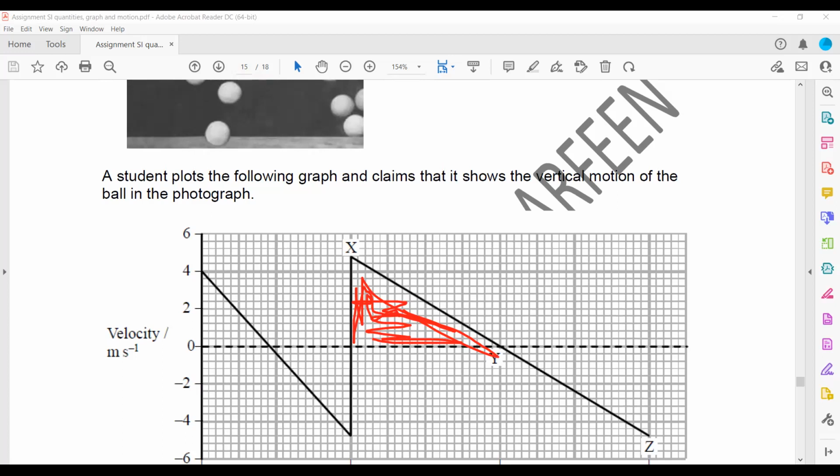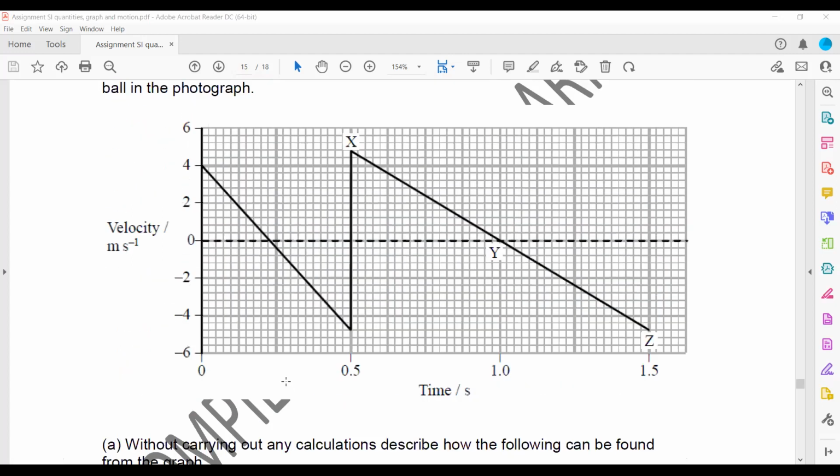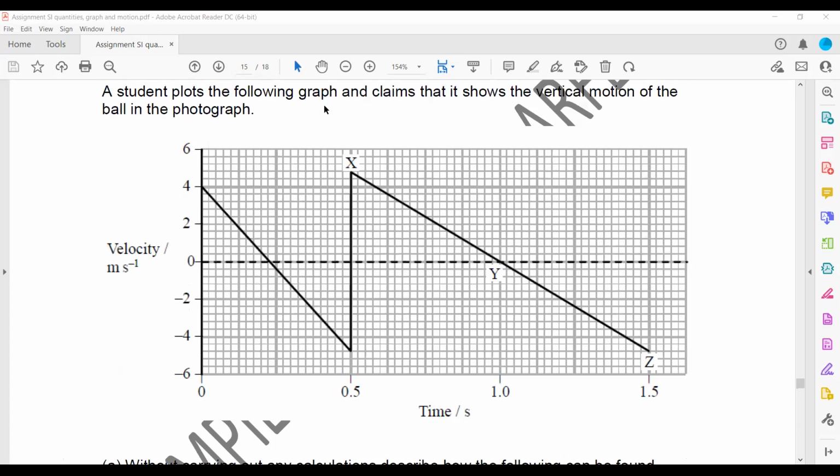We'll work out the distance traveled between 0.1 to 1 second. So we'll find the area under the graph between x and y. And on the velocity-time graph, how to calculate the acceleration at y.